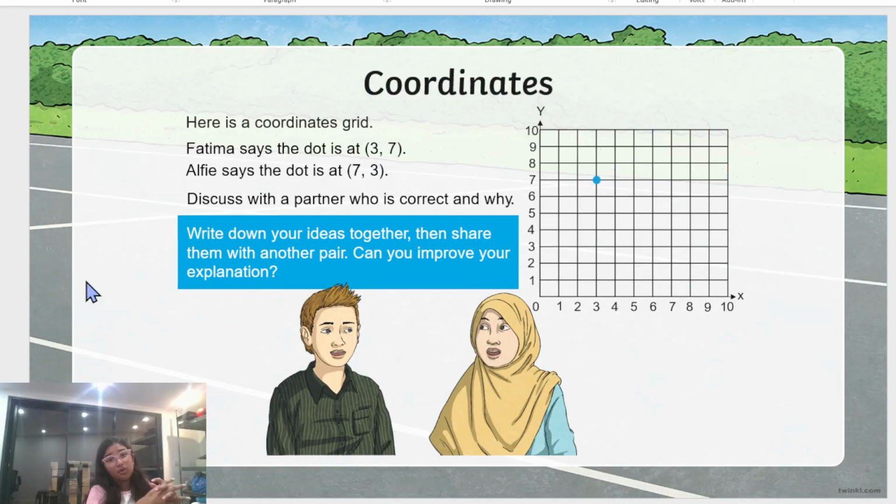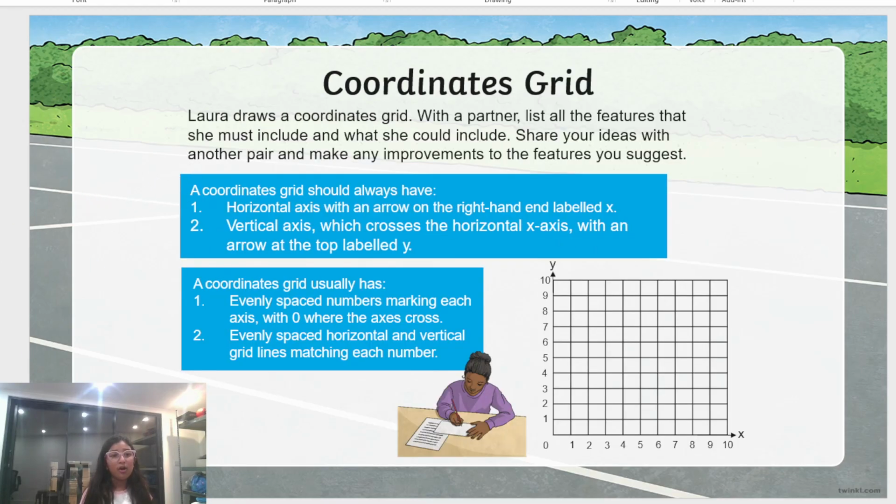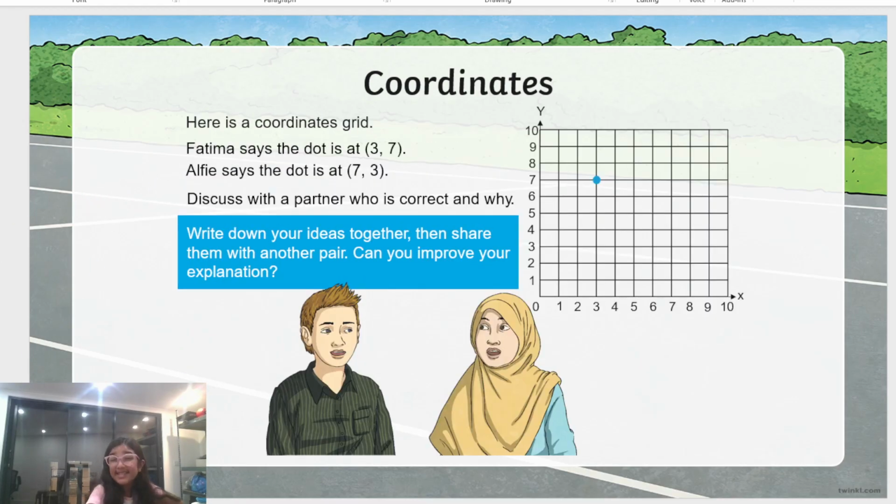Discuss with someone, or discuss in your head, who is correct and why. Write down your ideas together, then share them. Can you improve your explanation? Now, I'm going to see the answer now. Oh, there are no answers. Well, we'll discuss it together.